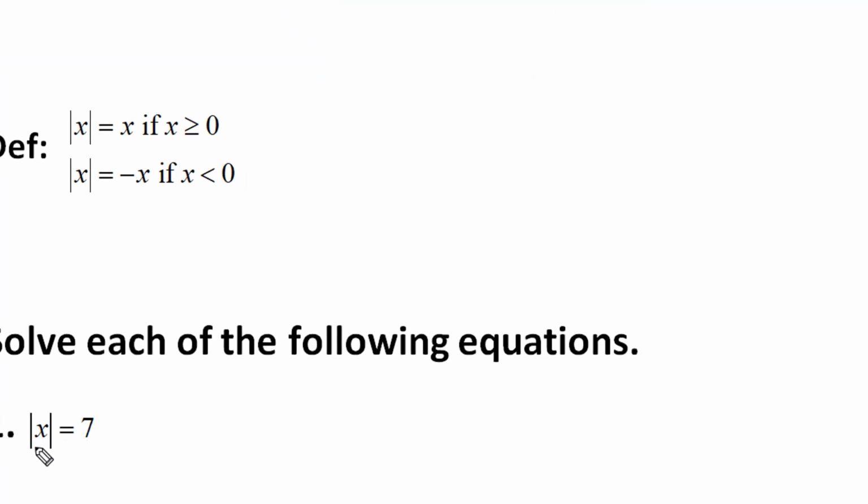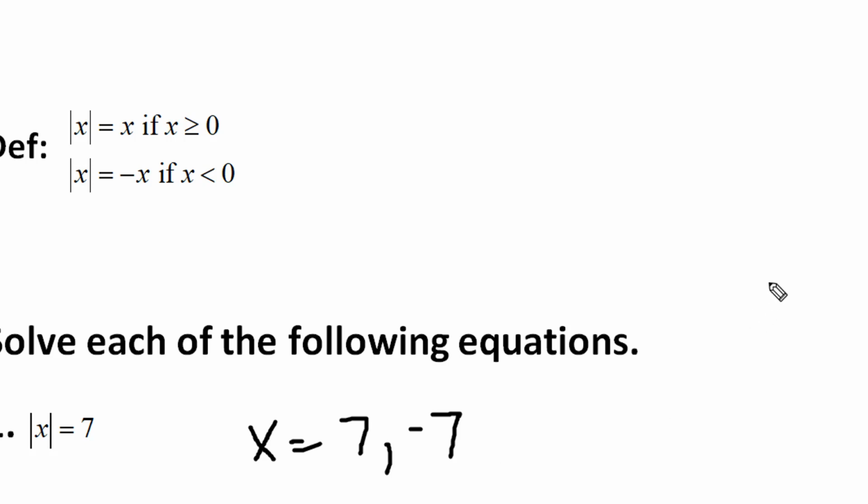So we know that the absolute value of 7 is 7. We know that the absolute value of negative 7 is also 7. So this would tell me then that x has to equal either 7 or negative 7. That's by the definition.